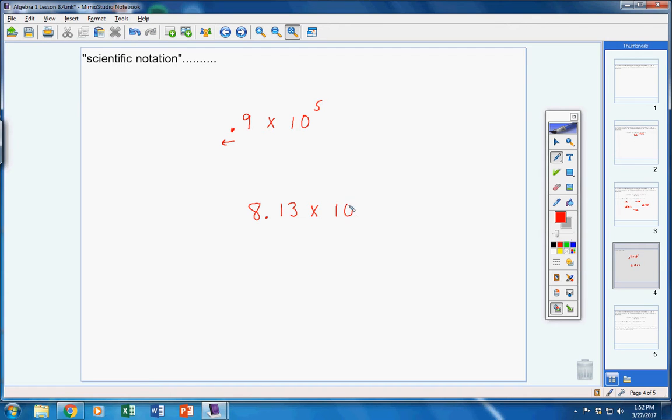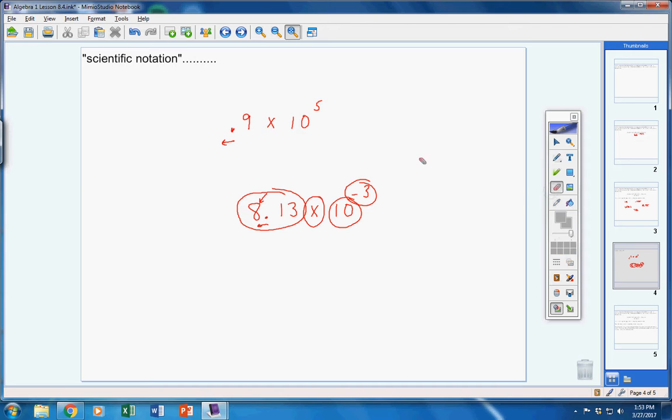8.13 times 10 to the negative third. Would that be scientific notation? Sure it would be. First of all, look at your first number here. Do I have a non-zero digit to the left of the decimal? Yes, 8. Okay. Do I have a multiplication sign here? Yes. Do I have a 10 here? Yes. Do I have a positive or negative whole number here? Yes. Scientific notation. Got it?